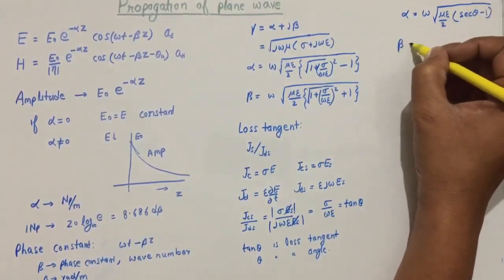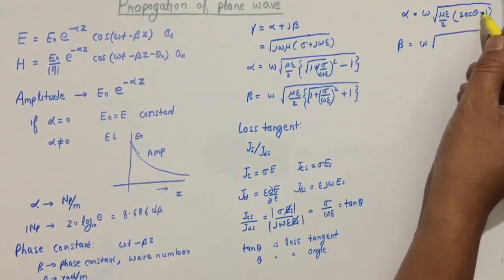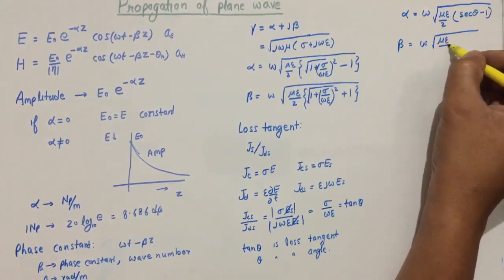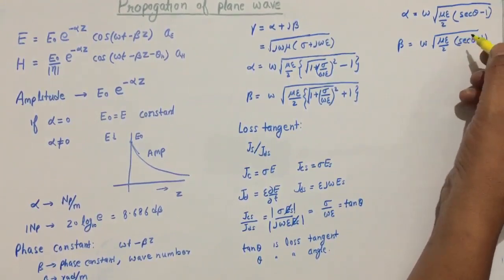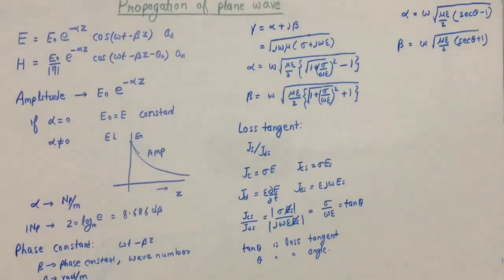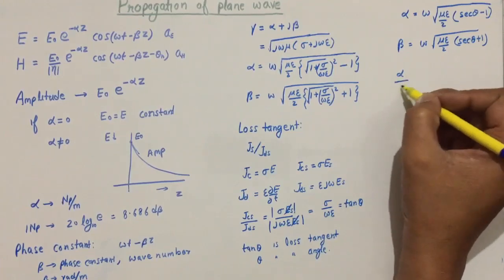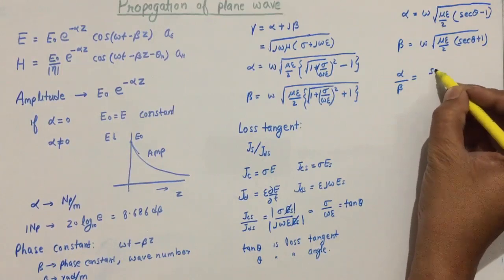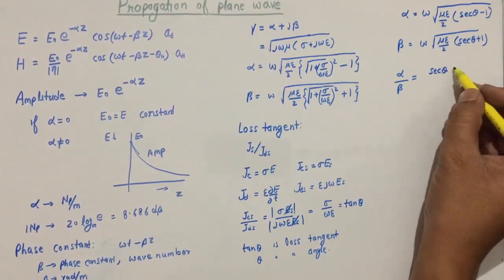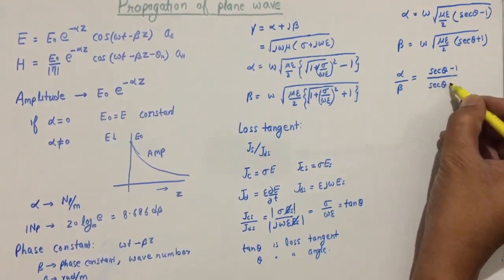and beta can be omega. The remaining terms will be exactly the same except the plus sign will be there. So it will be sec theta plus 1. Okay. Now if we divide alpha by beta, then we can find a simplified result, that is alpha by beta will be sec theta minus 1 divided by sec theta plus 1.